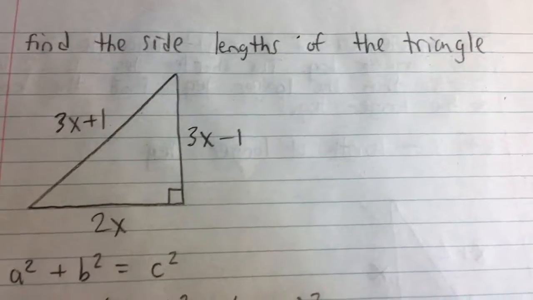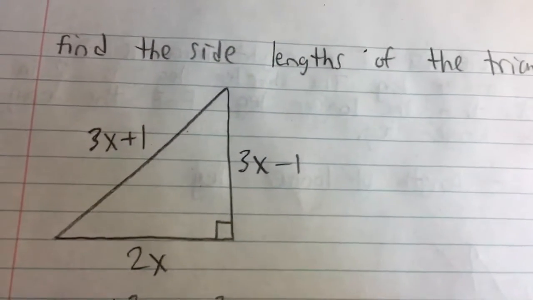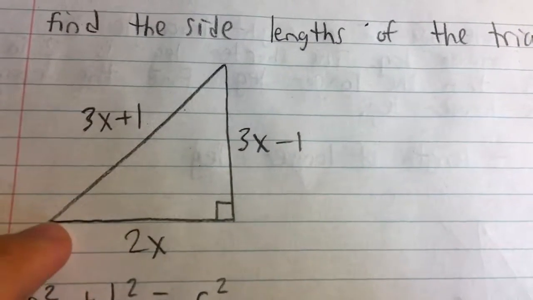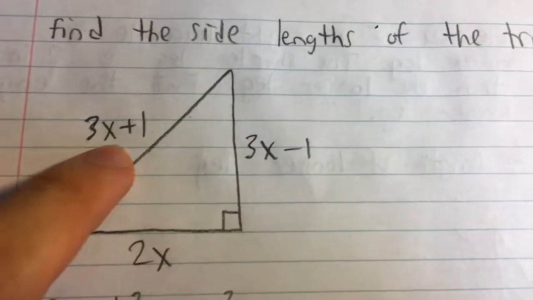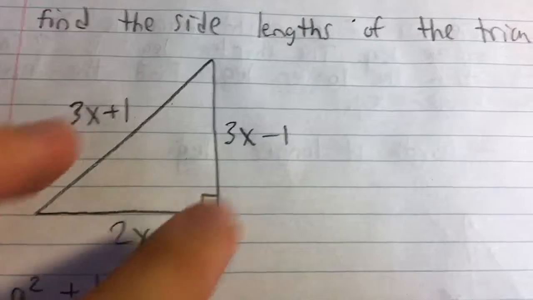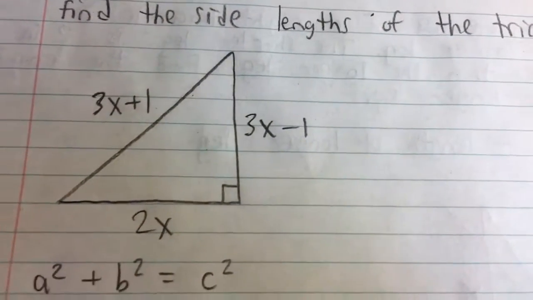Find the side lengths of the triangle. So we're given this triangle is a right triangle. The hypotenuse has the expression of 3x plus 1, and the two legs are 2x and 3x minus 1.